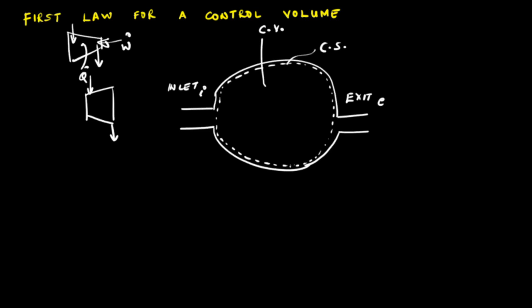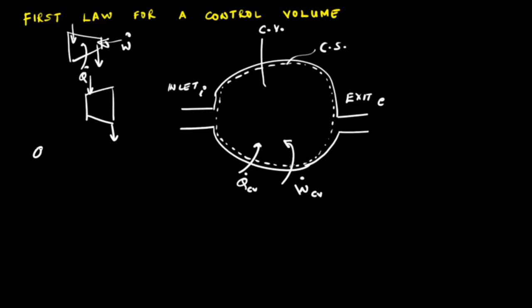So this is any general system with one inlet and one exit. Let's say that work is done on this open system at a rate W dot CV, and heat is transferred to this control volume at rate Q dot CV.